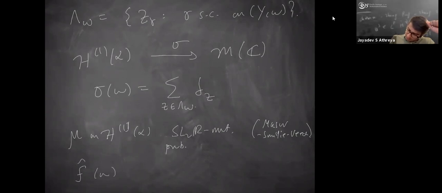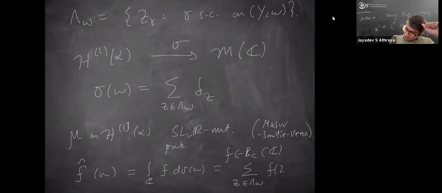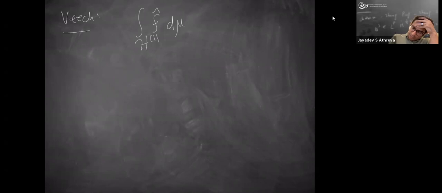He said f hat of omega. So if you start with a function which is bounded and compactly supported on C, you define f hat of omega to be the integral over C of f d sigma of omega. In other words, it's the summation over all saddle connections of f of z. Veech proved the following beautiful formula. Veech showed that the integral of f hat d mu over your stratum, there was a constant c_H1, so that this is the integral of f d Lebesgue on C.